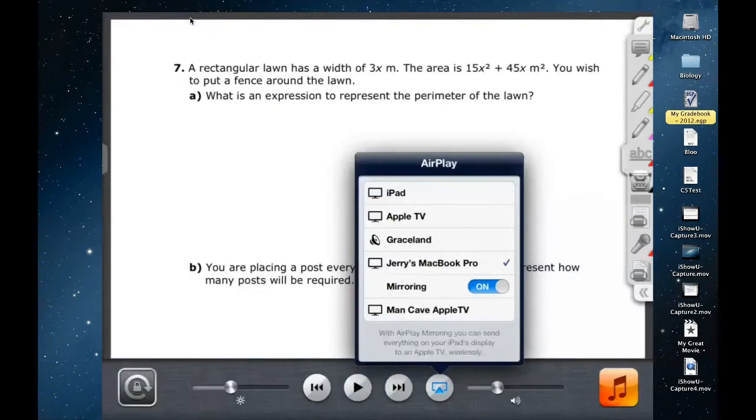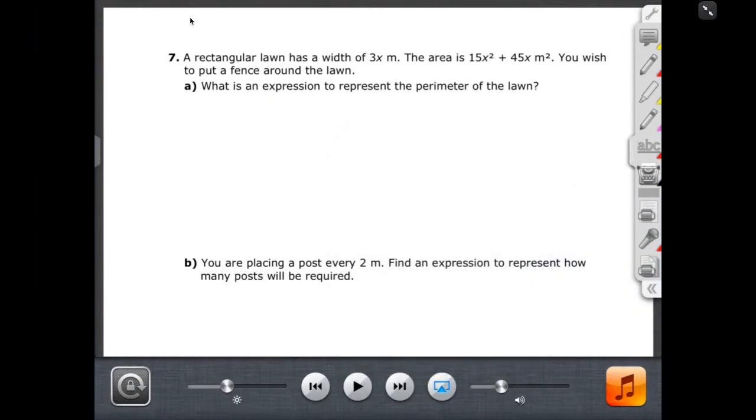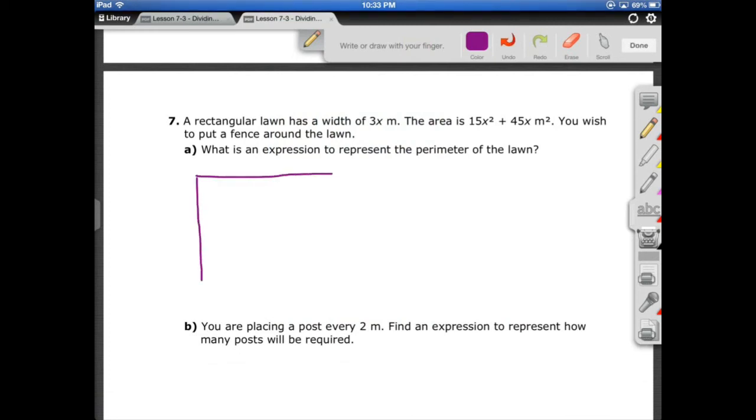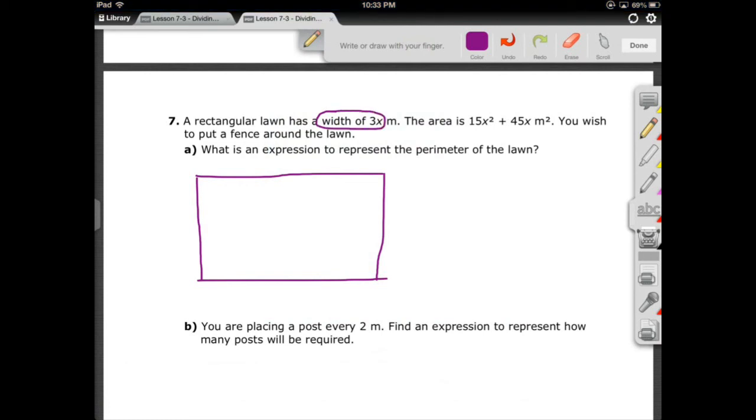Okay, Math 9, for our last question, just popping back here. For our last question, question number 7, we've got another rectangular sort of area question, and this one tells you the following information. Let's lay it out. That you've got a rectangular lawn. Okay, so we'll draw a rectangle like so, with nice curvy corners. And this thing has a width of 3x, and again, that's referring to meters.